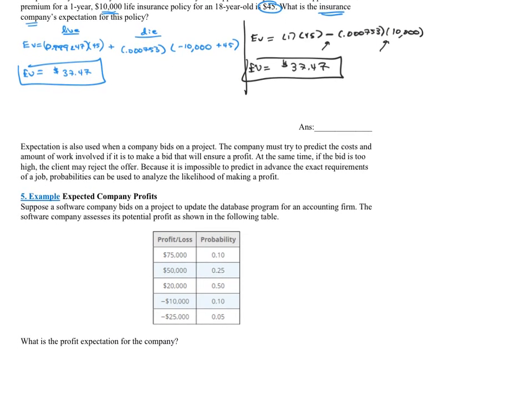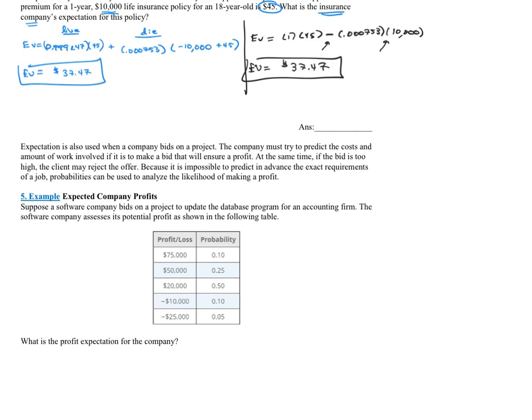Okay. So it says expectation is also used when companies bid on projects. The company must try to predict costs and the amount of work involved to make the bid, so to ensure that they will make a profit. At the same time, if a bid is too high, a client may reject the offer. Because it is impossible to predict in advance the exact requirements of a job, probabilities can be used to analyze the likelihood of making a profit.